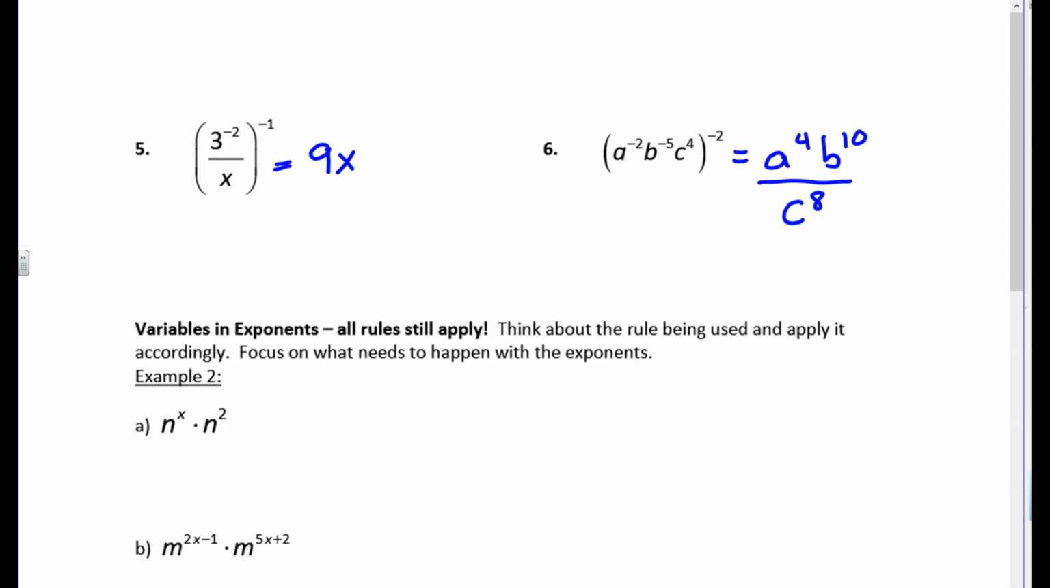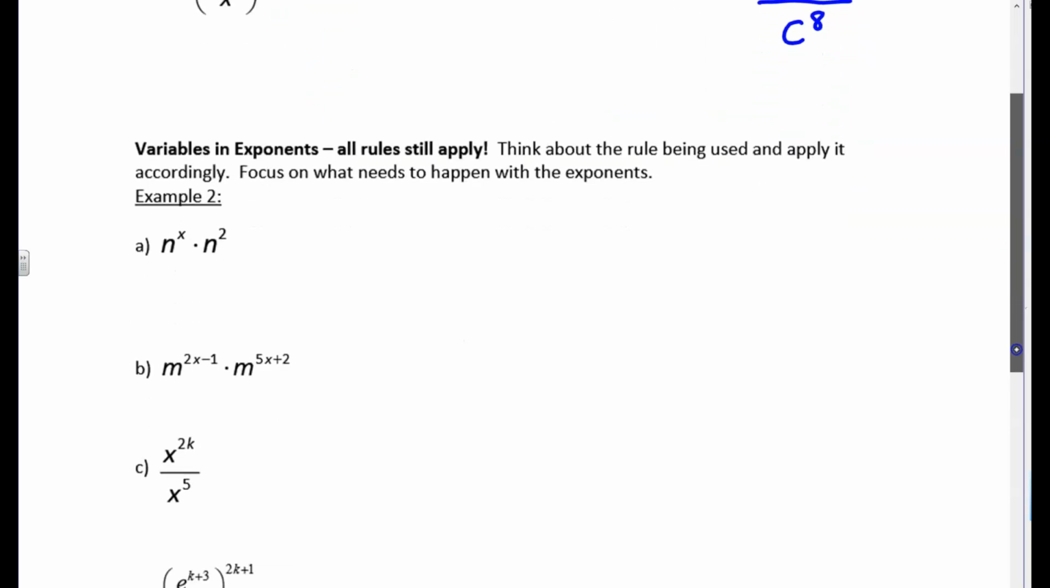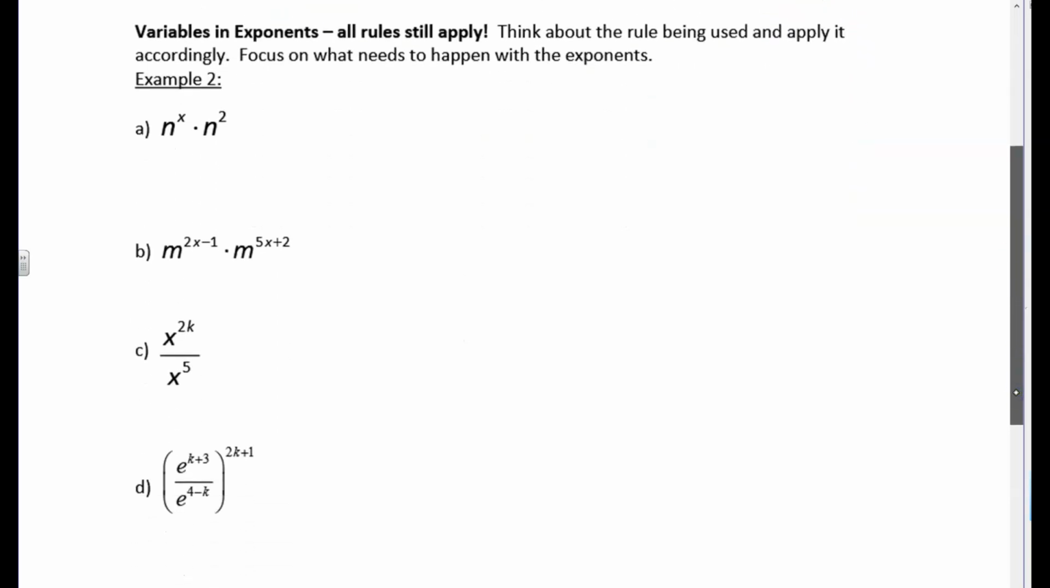And check those 2. All right, when we have variables in our exponents, all of our rules still apply. So if I have n to the x times n squared, we still are going to add those exponents. So this becomes n to the x plus 2. Similarly here, we're multiplying, so we're going to add our exponents.